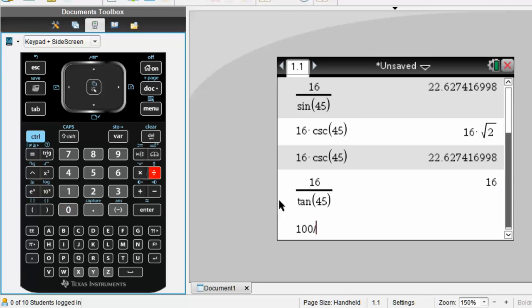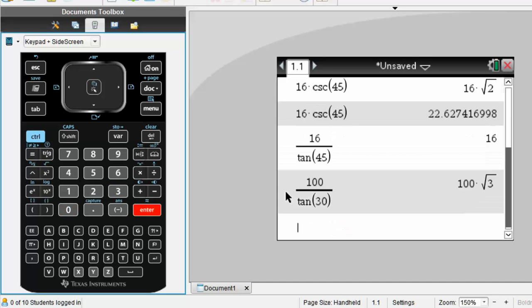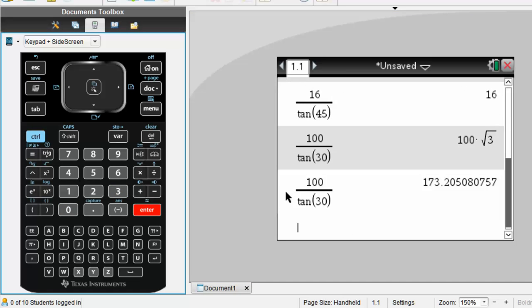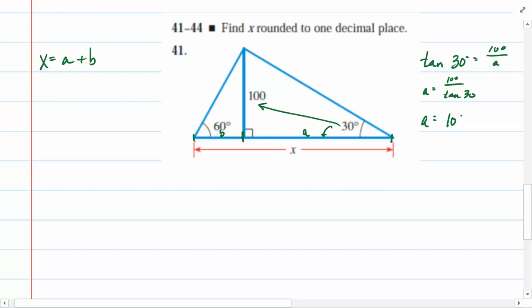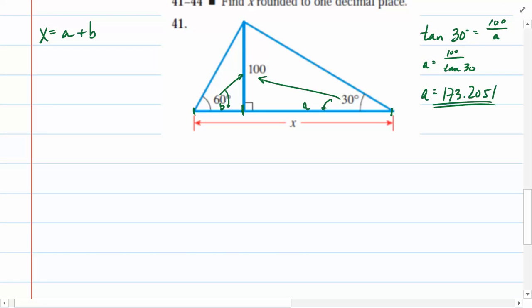So we have 100 divided by the tangent of 30, and that comes out to be 173.2051. Okay, so we have A now. We can also find B, I believe, because now we have an opposite side and again an adjacent side. We can use tangent again. I'm going to use cotangent though, just to get the extra practice.